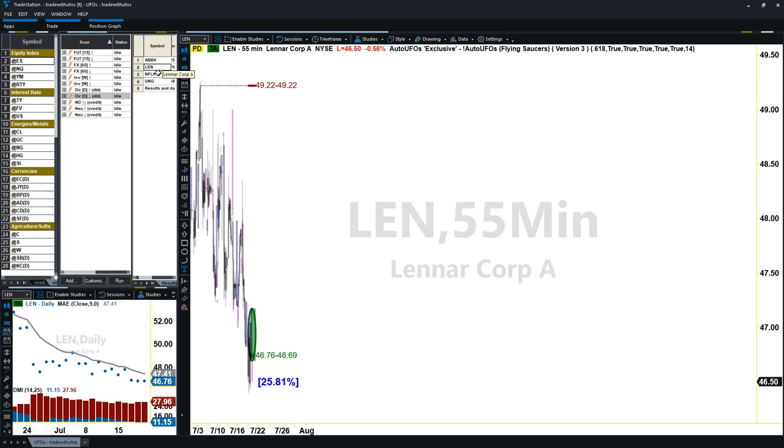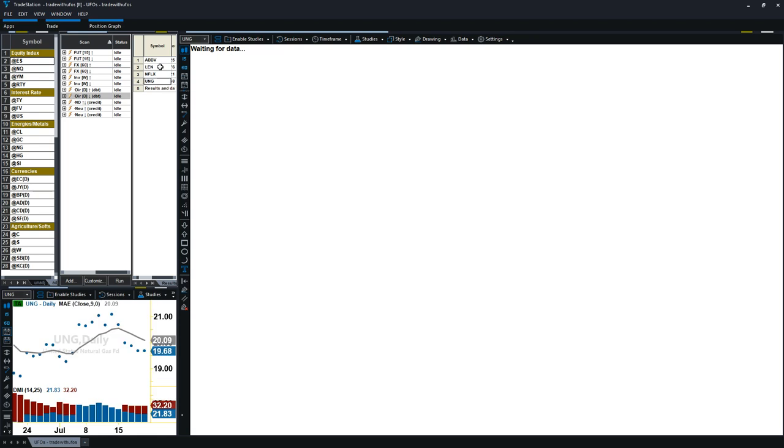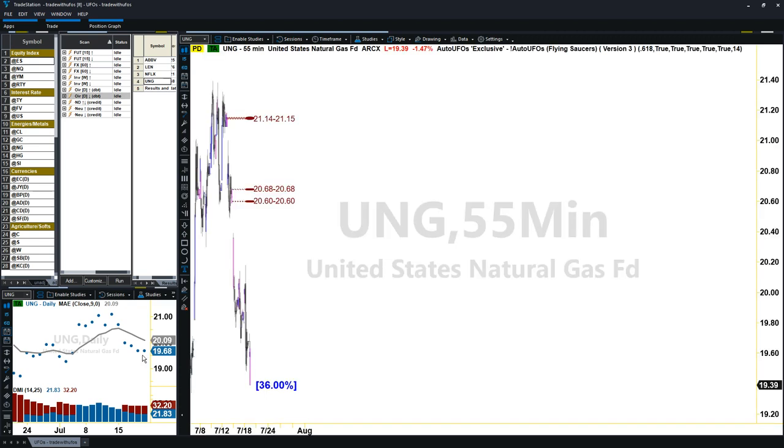Okay, so Lennar Corporation could be another good candidate. ABBV could be another good candidate, and then we got UNG, which is an ETF, the natural gas ETF, which is another ETF that we'll look at. But just keep in mind, $19. UNG is a pretty cheap ETF, and when you use options, it's not too good to use very cheap markets because you need to use too many contracts. That's the recipe for a lot of slippage, and that's never welcome. So, back to directional long.